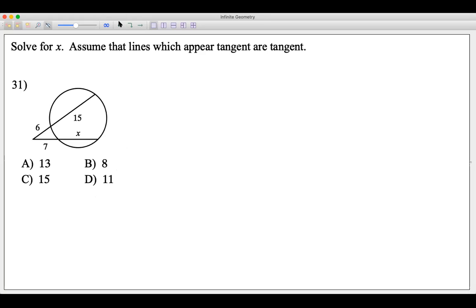So the second one says take the piece on the outside, multiply it by the sum. What's the piece on the outside? 6. Times the sum. What's the sum? You can do that in your head. You don't need a calculator. What's 5 plus 21? Okay. And the same thing on the other side. Piece on the outside. 7. And the sum. 7 plus x. Just do a little bit of distributive property. 6 times 21.